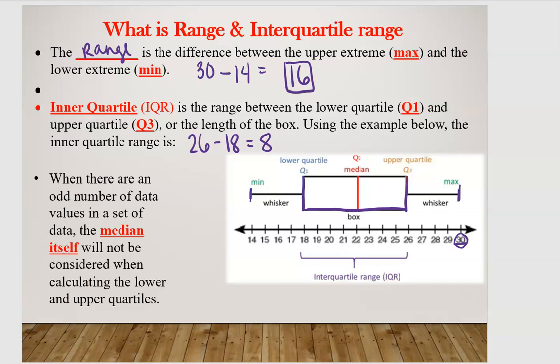And then when there are an odd number of data values in the set, the median itself is not going to be included when we're calculating that lower and upper quartile. And I'll explain that a little bit more when we do an actual problem together. So we have our median here, right in the middle of our data.